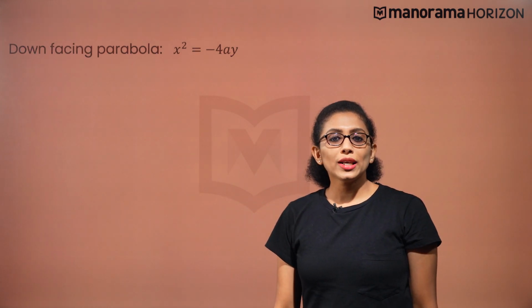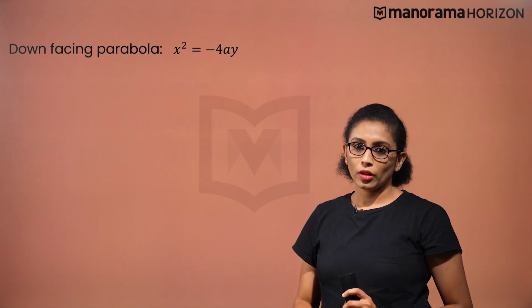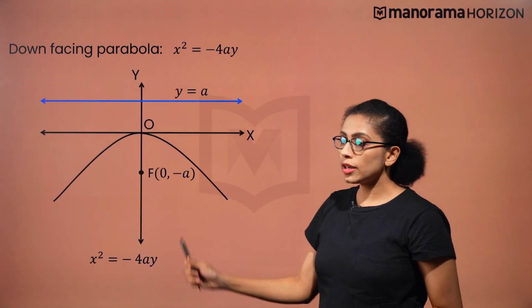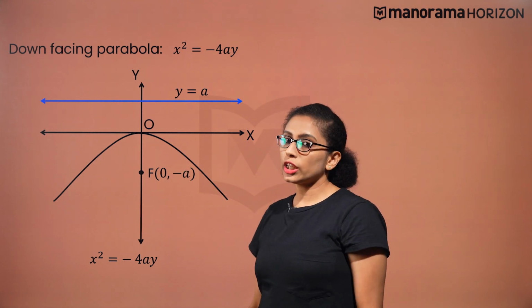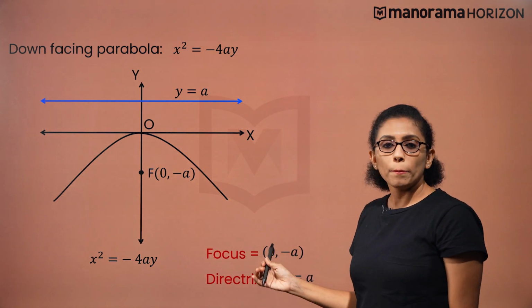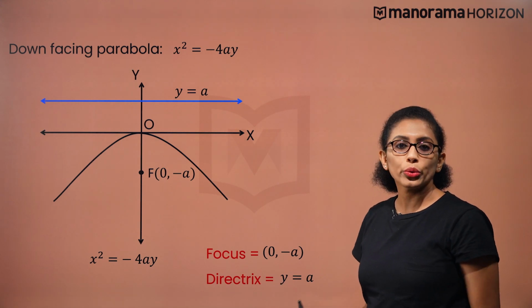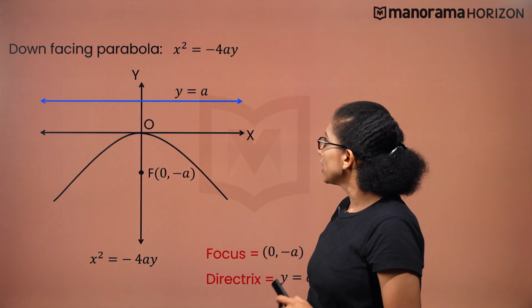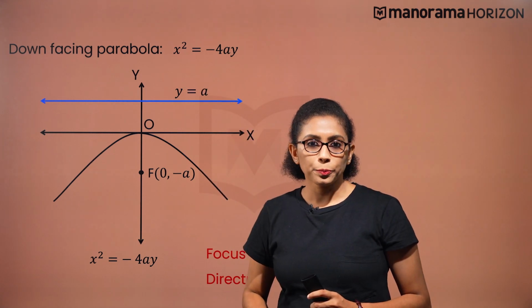Now comes the last case, that is the down-facing parabola. Here is a figure. Here the standard equation with vertex at the origin, the focus (0, -a) and the directrix at y = a, parallel to the x-axis, is x² = -4ay.